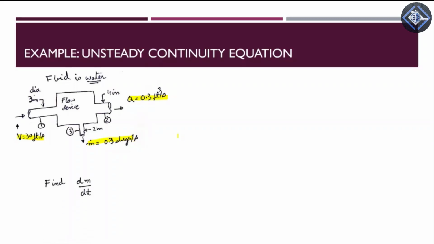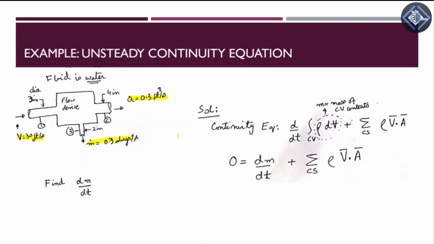What we are being asked is to find dm over dt, where dm over dt is the rate of change of mass inside this device or inside this system. So we write continuity for this problem, the unsteady continuity equation, where the time derivative is not 0, because what we want to find out is dm over dt. So this is definitely going to be an unsteady problem.